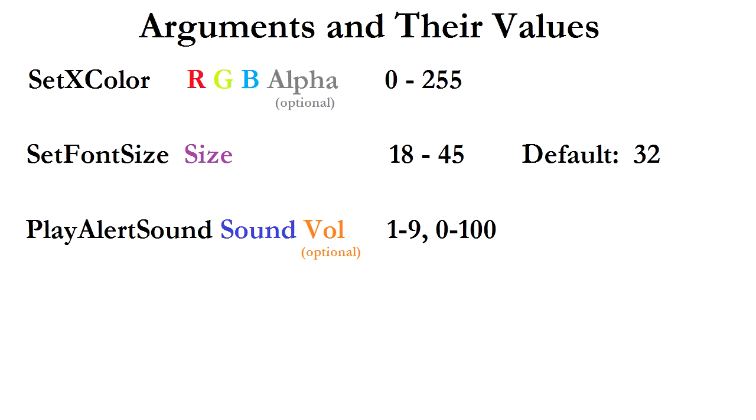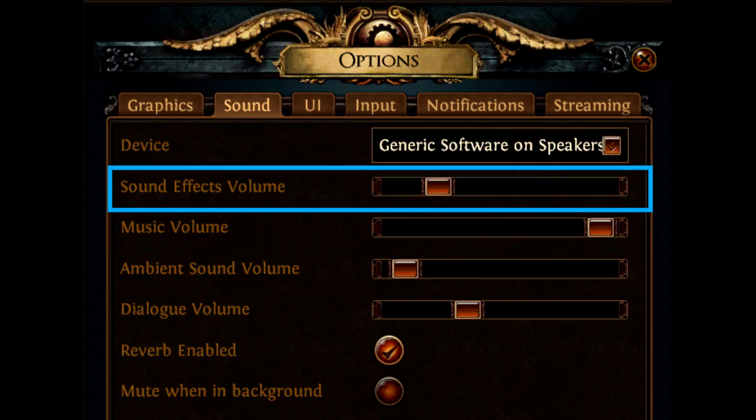Volume may be set from 0 to 100. Note that this is multiplicative with the sound effects slider in options. If your sound effects are low, you're unlikely to hear the alert sounds even if their volume is set to 100 in the filter. Each of these attributes should be set only once per block. Listing set text color twice doesn't make any sense.